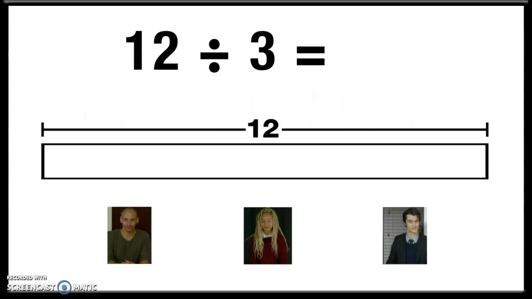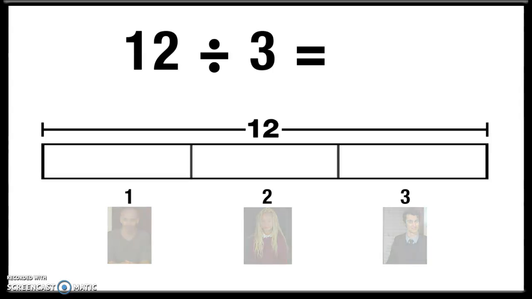The popsicles are divided by 3 people, so we divide our bar into 3 equal parts. Now we have 3 equal parts of our bar, 1 part for each person.